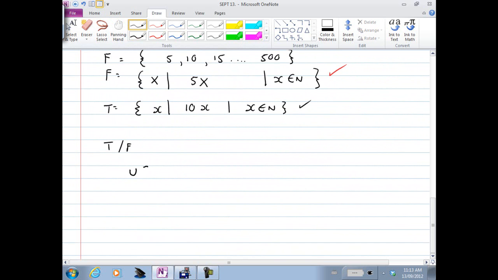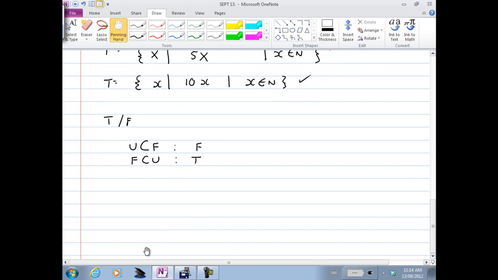U, F. I haven't asked you today. Is U a subset of F? That's false, because U is the universal set. Universal always goes at the end. Okay? Now F, U. True. That's a true statement. It means F is a subset of U. This is because F is a subset of U.